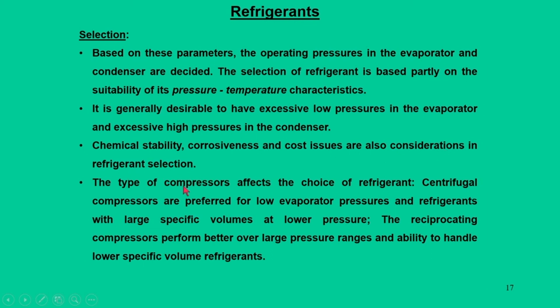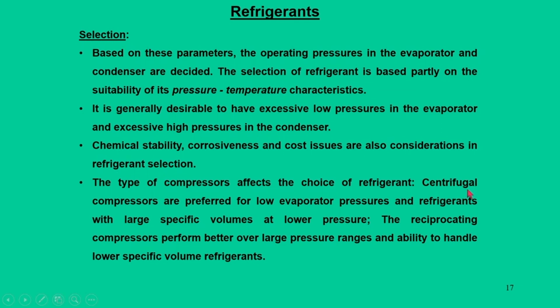And many a time, it depends on the compressor unit. The compressor is available for a particular refrigerant, that means if you want to use a particular refrigerant, there is a specific compressor design. So, the type of compressor also affects the choice of the refrigerant. For example, centrifugal compressors are preferred for low evaporator pressure and refrigerants with large specific volume at low pressure, whereas reciprocating compressors perform better over a large pressure range, but they can handle only low specific volume refrigerants. So, this is another important aspect for the choice of the refrigerant.